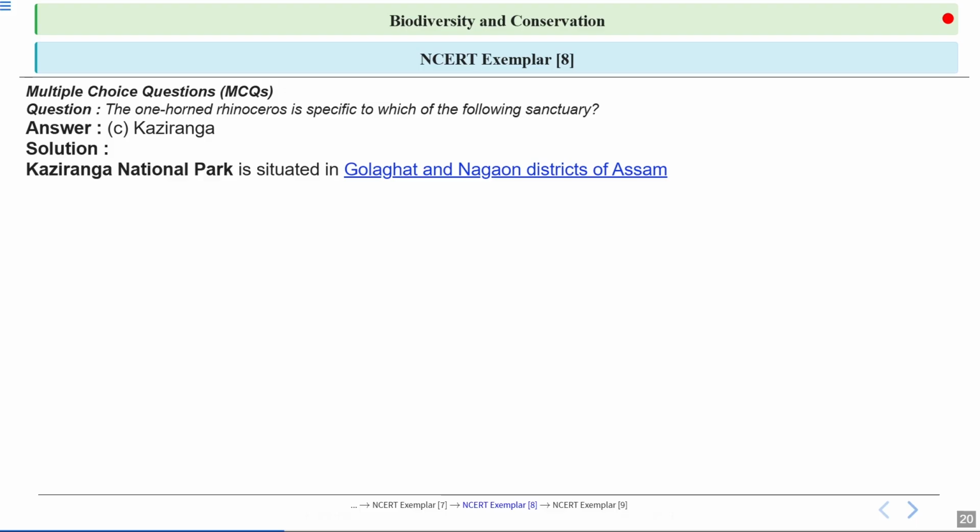Let's have a look at the explanation. So Kaziranga National Park is located in the Golaghat and the Nagaon district of Assam, which is a state in northeastern India. And this park is famous for protecting the one-horned rhinoceros and is a vital part of the region's biodiversity. It's also a UNESCO World Heritage Site. The one-horned rhinoceros, specifically found in Kaziranga National Park, is a unique species of rhinoceros that is adapted to the swampy and grassland habitats of this park.